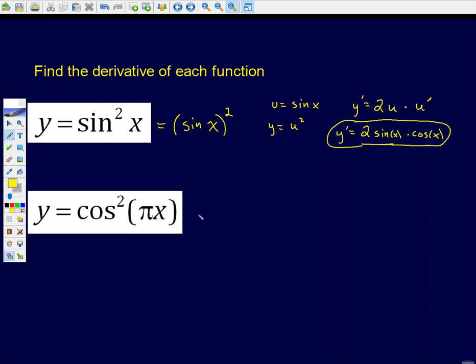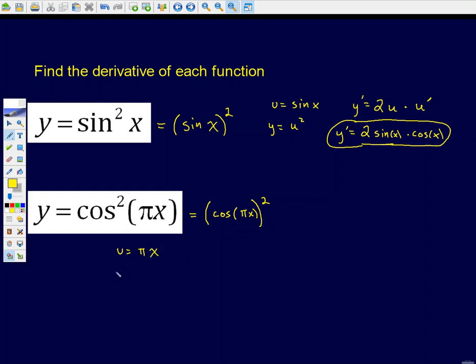Now this last one is interesting because I've actually got more than just 2 layers here. I would rewrite this for clarity as the cosine of pi x, and then all of that is squared. So I want you to notice there's actually 3 layers this time. Pi x is itself a function that is now inside of cosine, and the cosine of all of that is all squared. Okay? So when I make my substitutions, I like to start with u being the most interior part, which in this case is pi x.